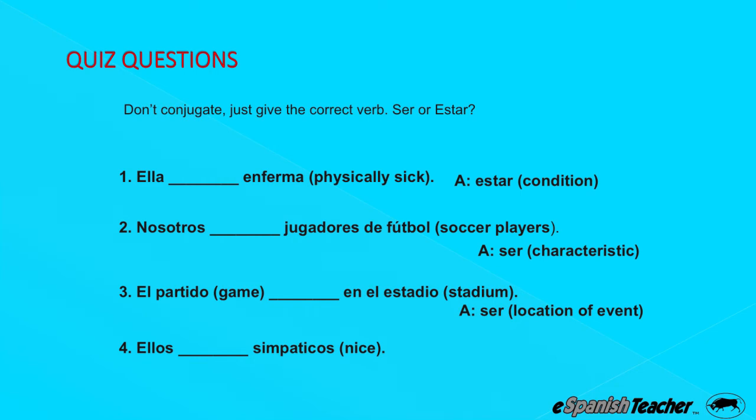A lot of people would say, oh, being nice, that could change because you could be nice one minute and then mean the next. Well, that's not quite the right line of thinking. Being nice is a characteristic, in fact, because you're a nice person. You are generally nice. There may be moments where you don't feel nice, but generally speaking, you are a nice person, and this would be considered a characteristic.